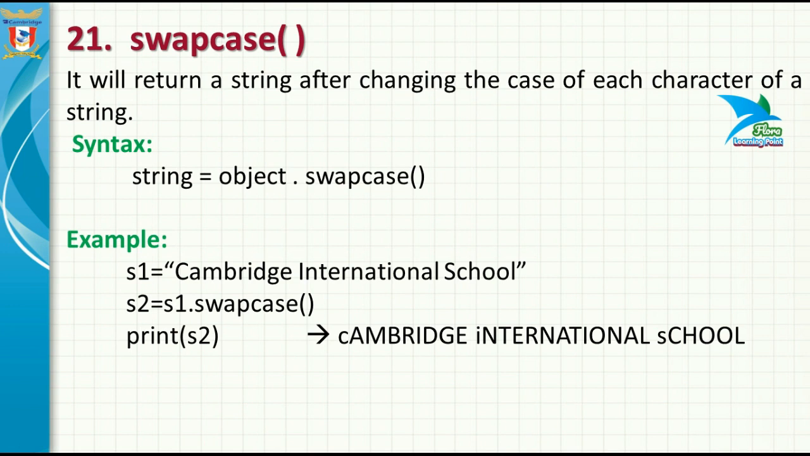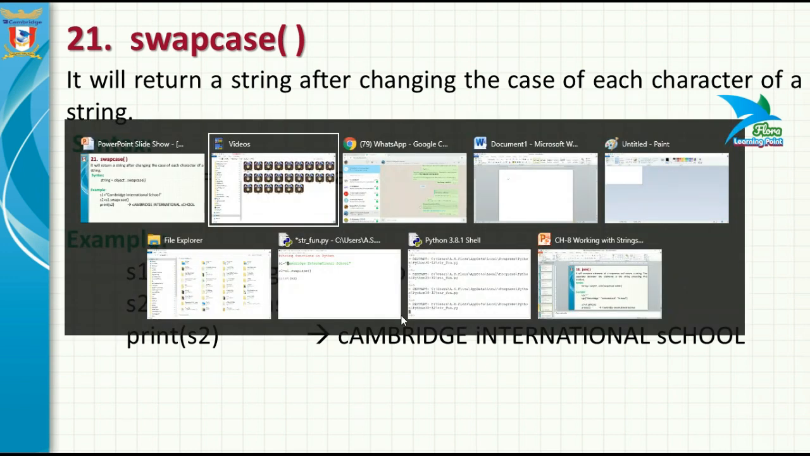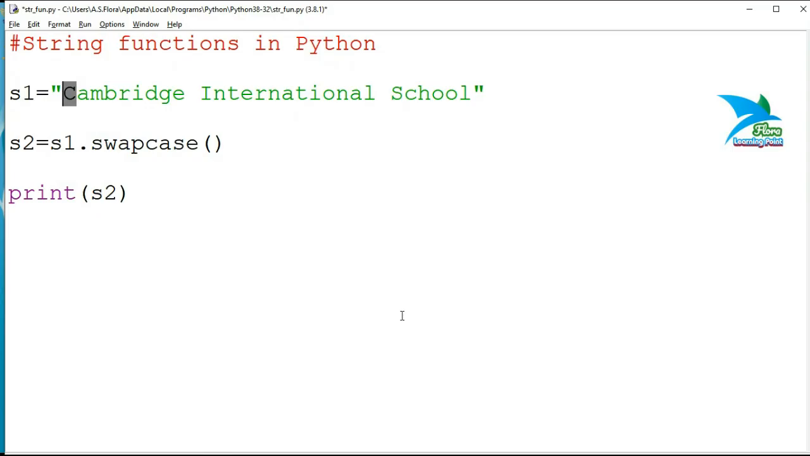Next function that we are having is swapcase. As the name suggests, it will return a string after changing the case of each character of a string. So this function will convert the case of each character of a string. For example, if you are having a string and some characters are in uppercase, then it will convert those characters to lowercase. And if some characters are in lowercase, then it will convert those characters to uppercase. So let's try this one. So here we are having this function.